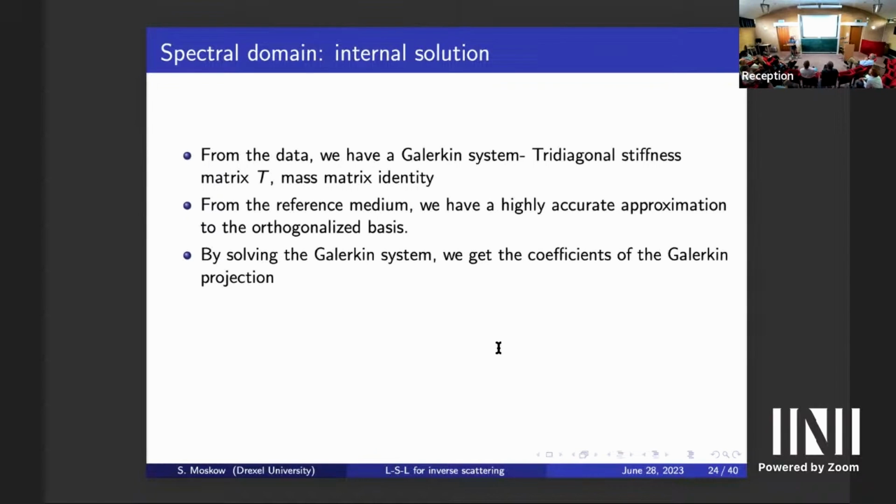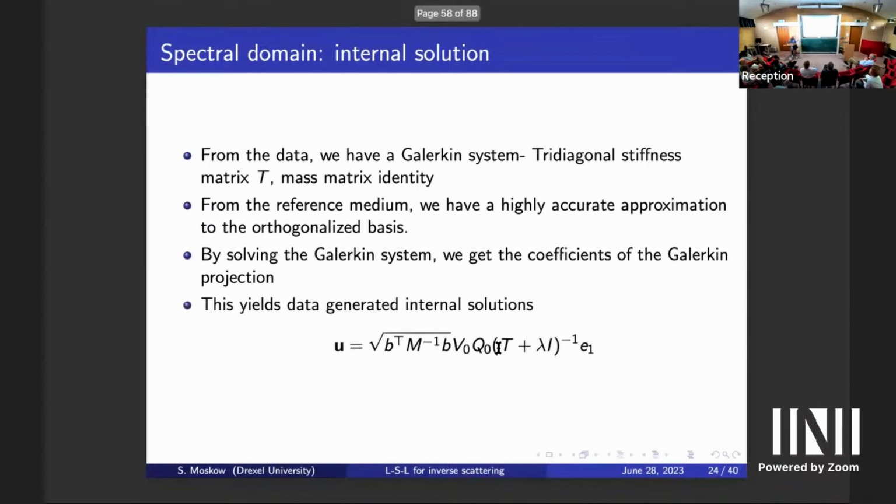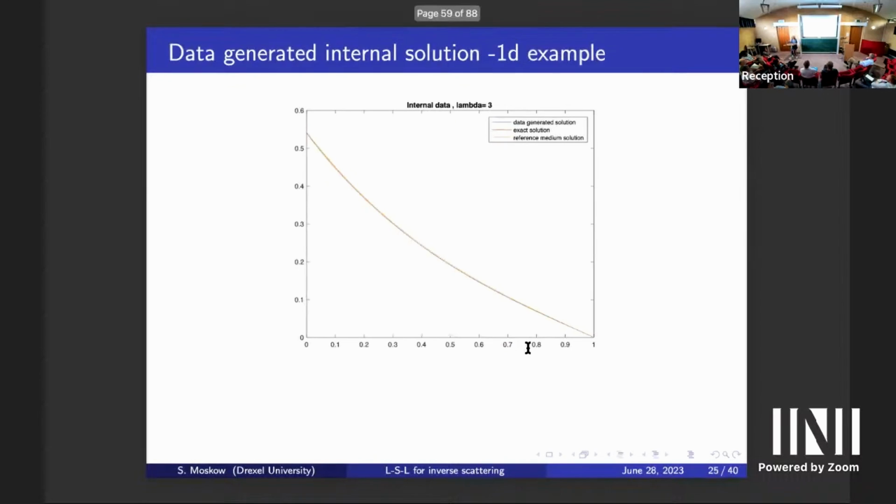So by solving the Galerkin system, we get the coefficient of the Galerkin projection, and then this is the formula in the spectral domain for this data generated internal solution. These are the orthogonalized snapshots for the reference problem. This is just the scaling you do with the first iteration of Lanczos, and this is the delta. This is the source here after orthogonalization. So that's a data generated internal solution.